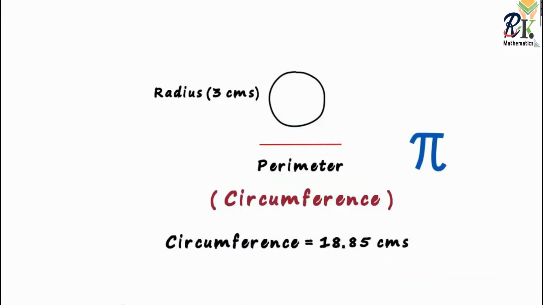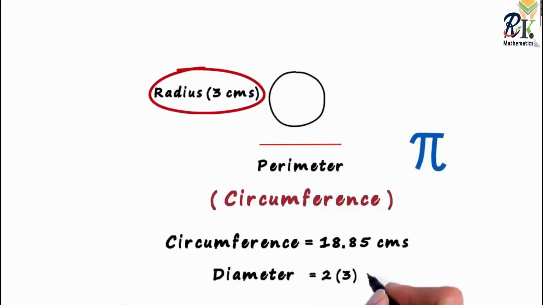The next thing we need to find out is the diameter of the circle. The diameter of a circle is twice its radius. Hence the diameter will be 2 multiplied by 3, which is equal to 6 centimeters.